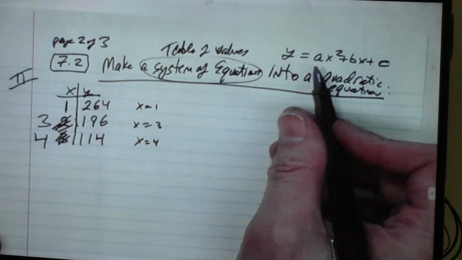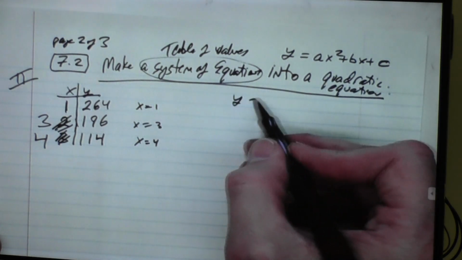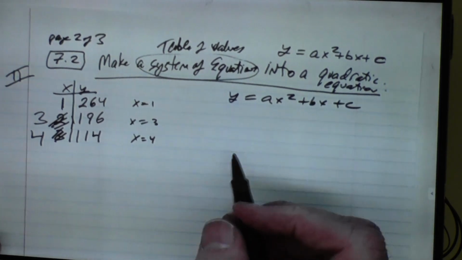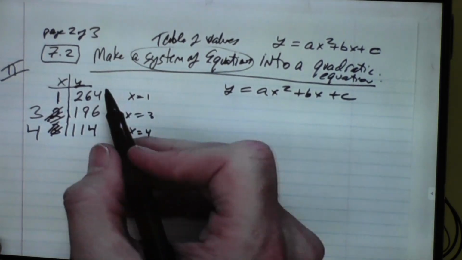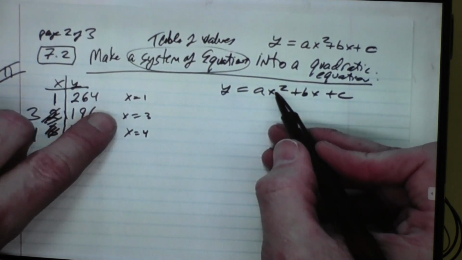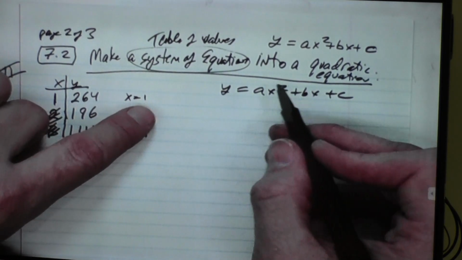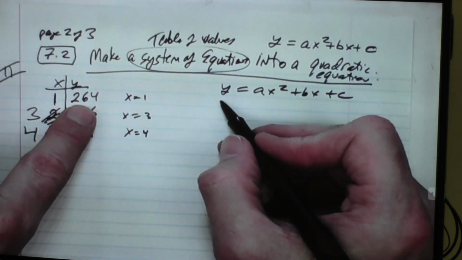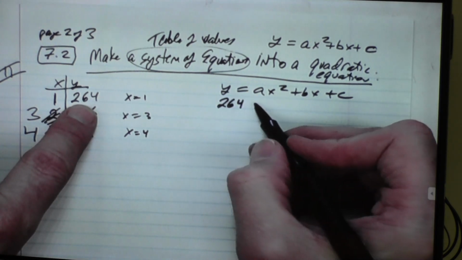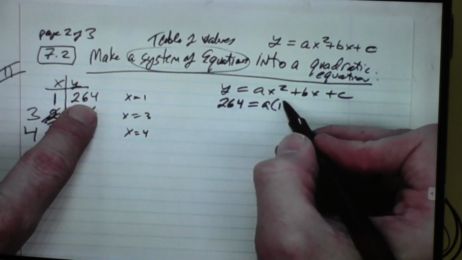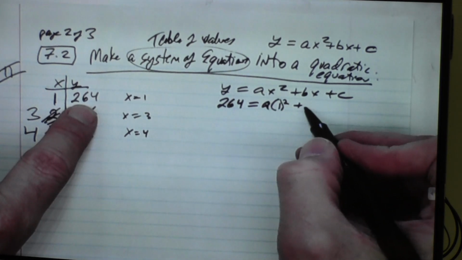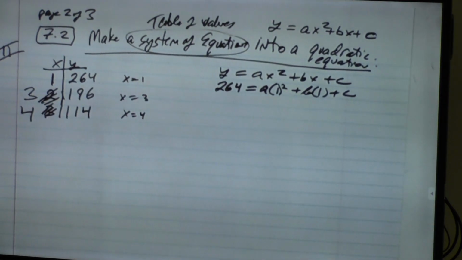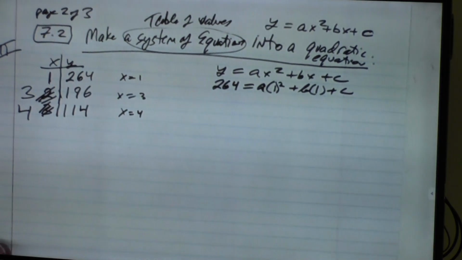Up above here, I'm going to rewrite that. y equals ax squared plus bx plus c. Well, we know 2 things right now. That when x is 1 here and here, we know that the y is 264. So I'm going to write that here. 264 is equal to a, 1 squared, plus b, 1 plus c. Or a plus b plus c is equal to 264.